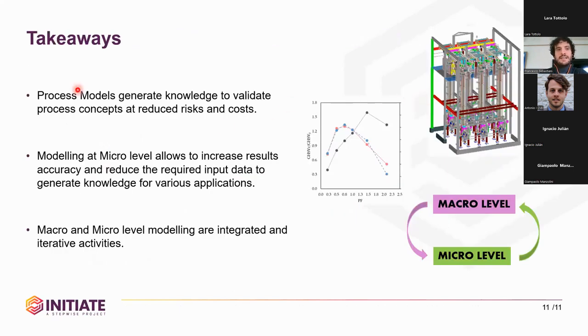And this brings me to my last slide. So just to summarize then the takeaways from this look that we had at the micro level modeling of a technology. First of all, that process models can generate knowledge to validate process concepts or reduce risks and costs. Second, that with modeling at the micro level, we can increase the accuracy and reduce the required input of the generated knowledge and apply the model to different applications. And finally, that micro and macro level modeling need indeed to go hand in hand to determine the final optimal configuration of the overall symbiotic system.